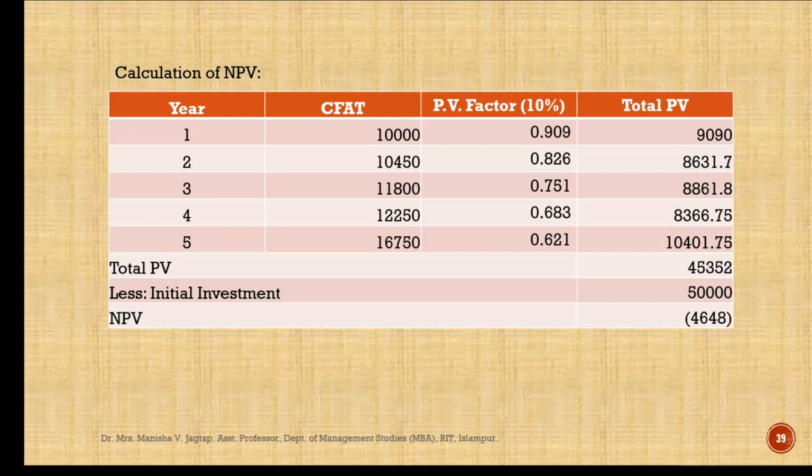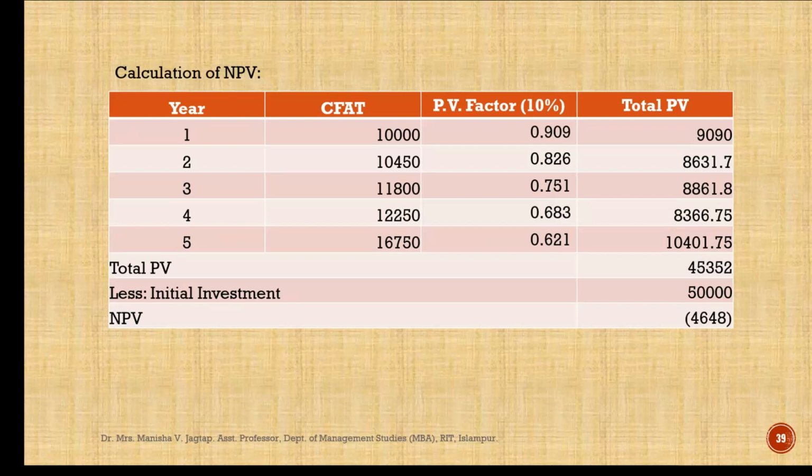Then after calculating total present value for each year, at the end we are taking the total of the total present value of cash inflow, that is 45,352. Then we deduct the initial investment from the present value of cash flow, and thus we arrive at net present value. It is written in a bracket, that means it is a negative figure.